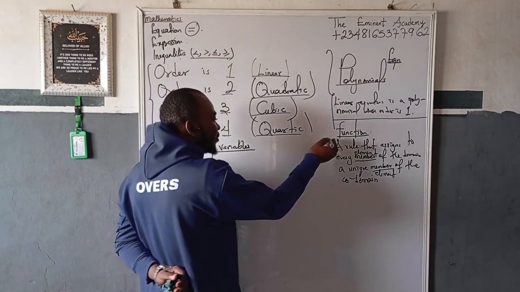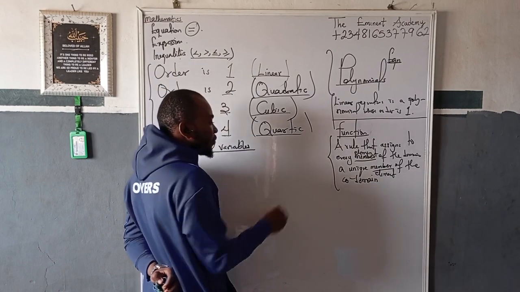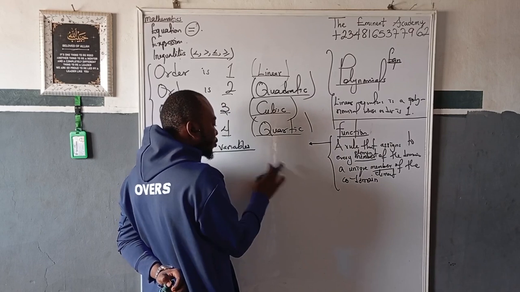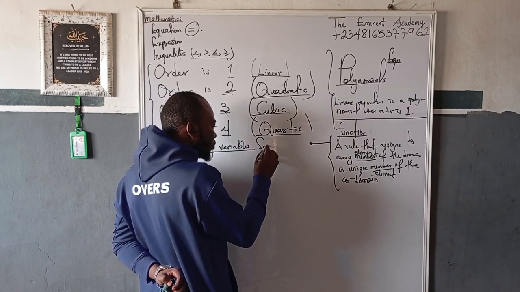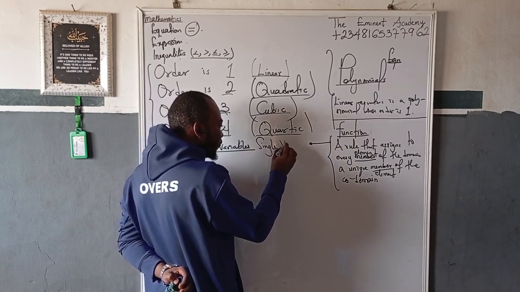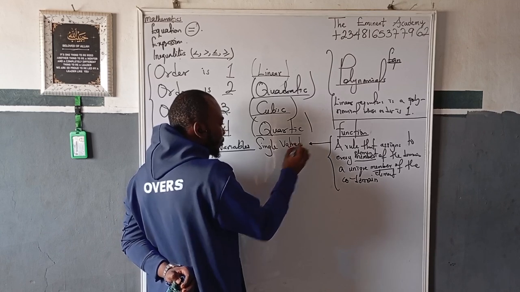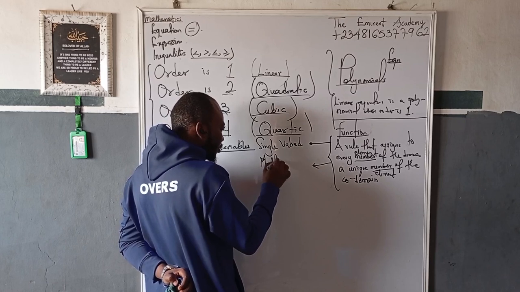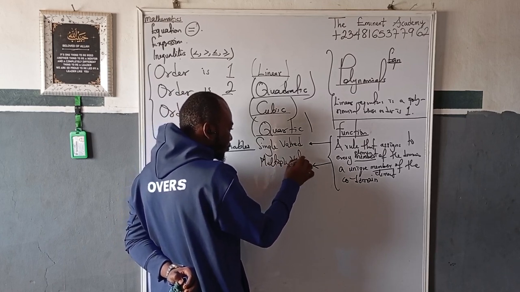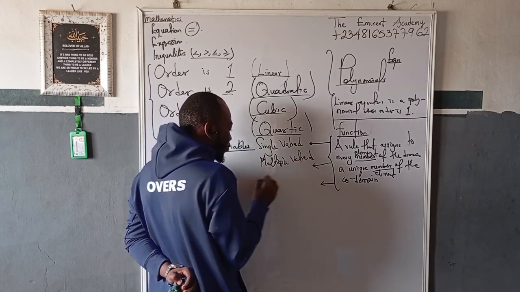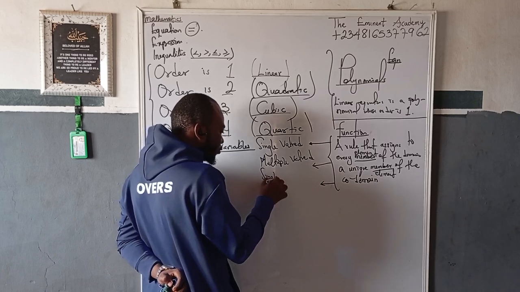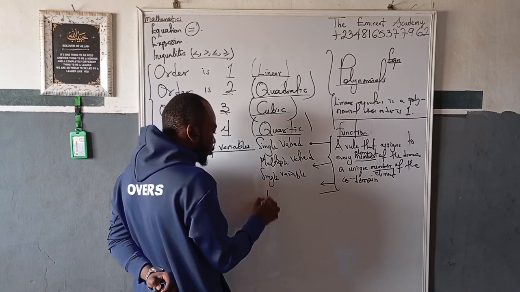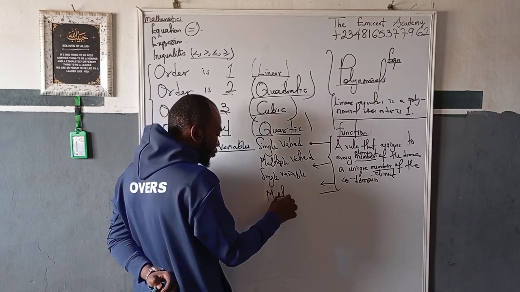Now, when we have a function, we have some types or forms of function. We have single valued function and multiple valued function. And we have function of single variable and function of multiple variables.